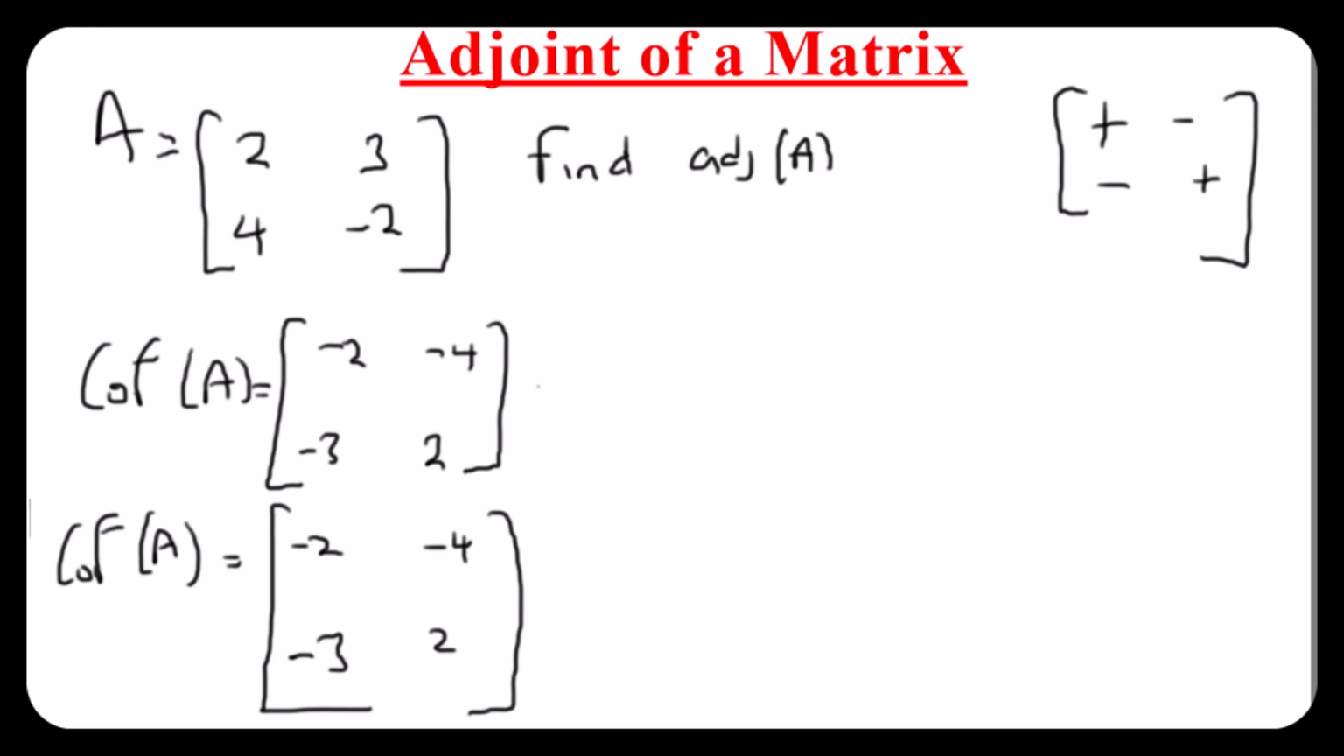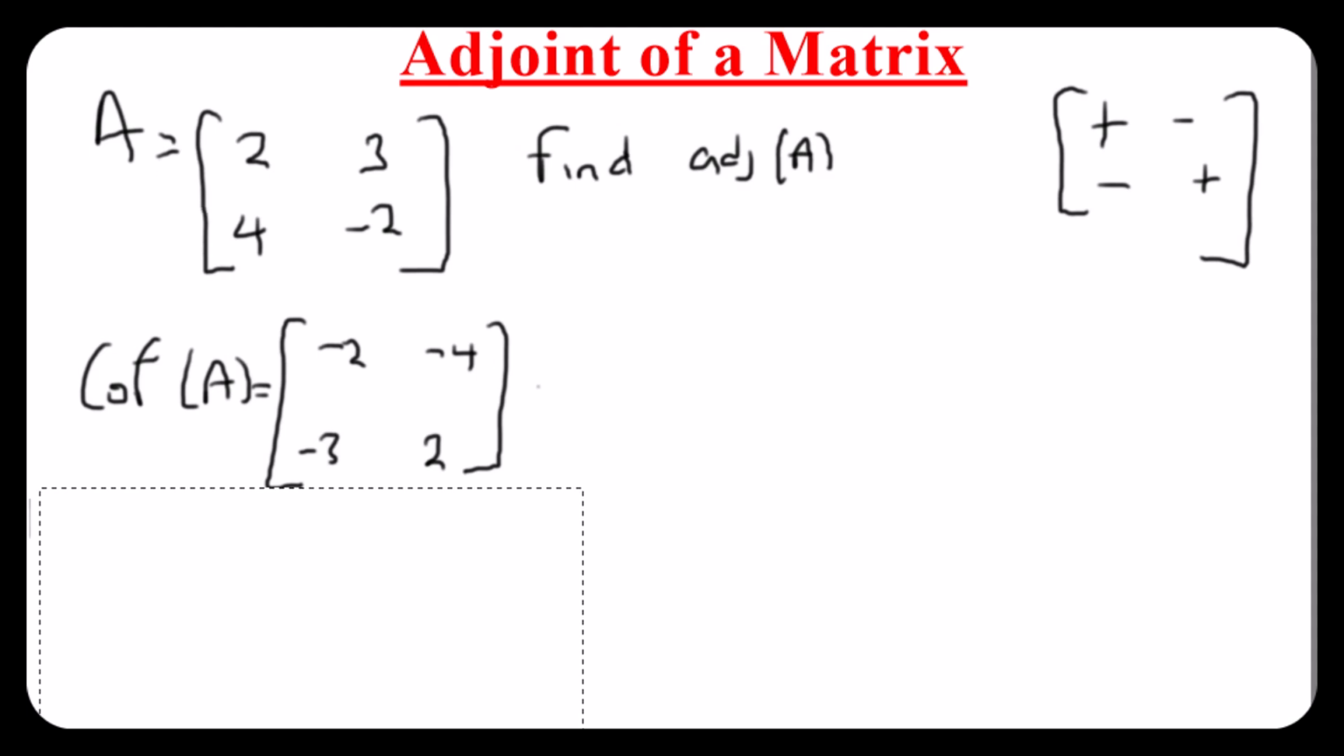I can just strike out this one, so we have space to quickly do the rest. Now it's time for us to transpose our matrix, because we already said if we're looking for the adjoint of A, then first of all we find the cofactor of A and transpose the cofactor of A we've gotten. That will be the adjoint of A.